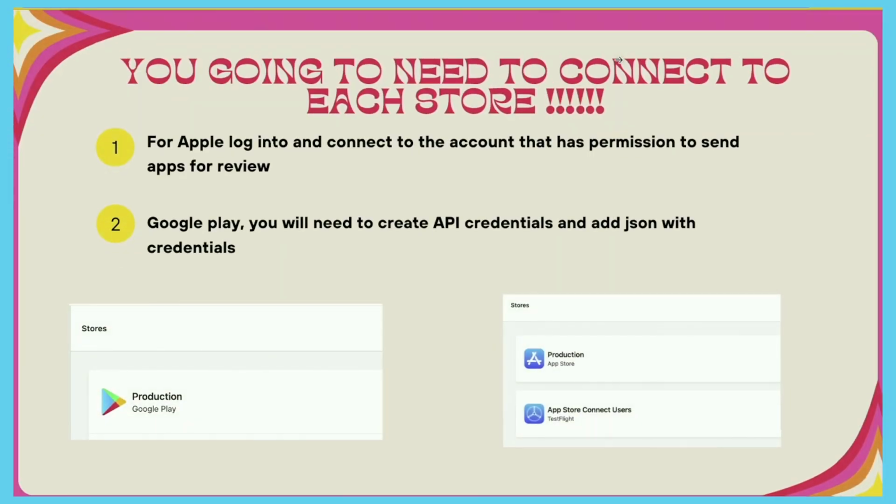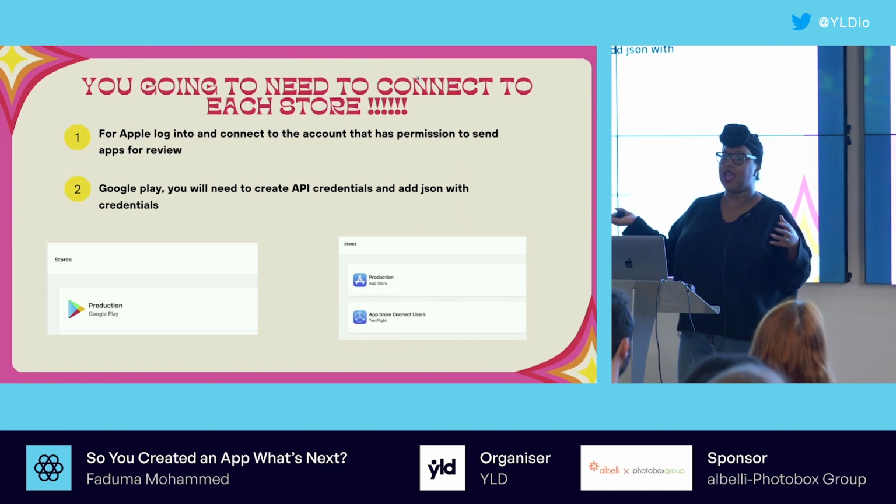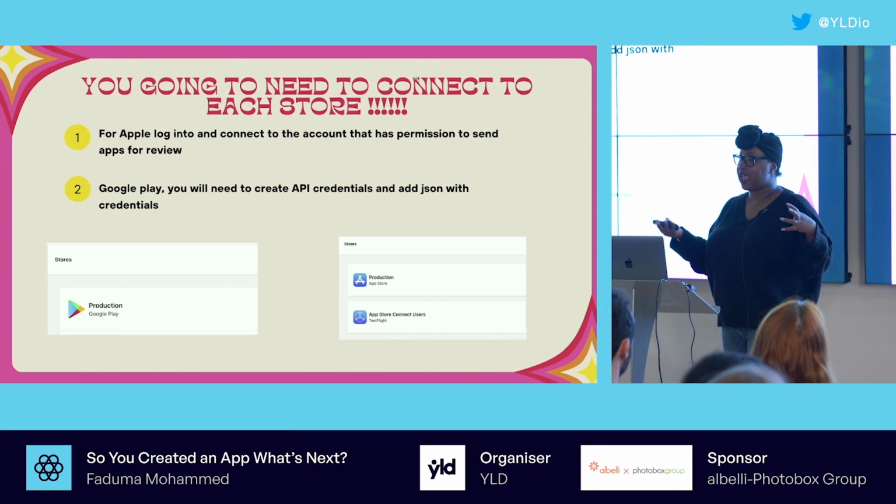You're going to need to connect to each of the stores, right? So for staging, maybe you send it off to developers, and then for production, you're going to send it off to the actual stores. This process is actually also quite simple if you just follow their directions for each of the stores. So it's very easy to do. For Apple, you just log in with the account that has permissions to do so. And then for Google Play, you're going to have to create API credentials and then save the JSON.